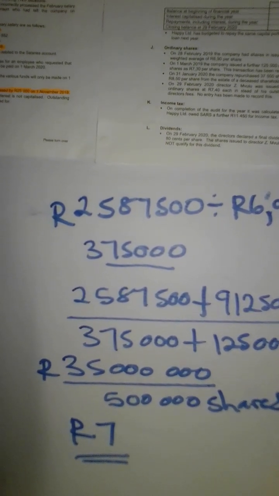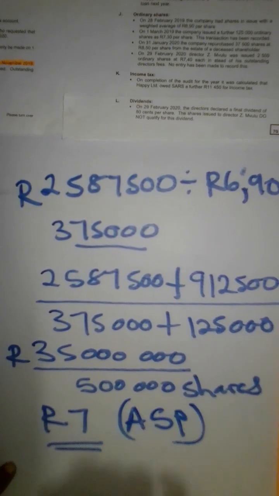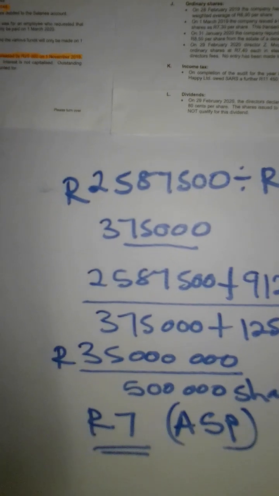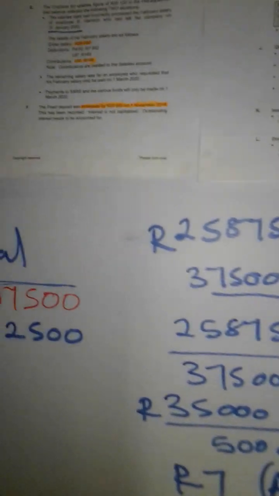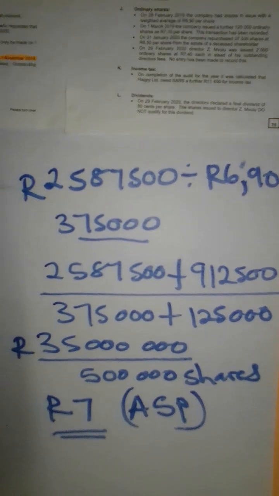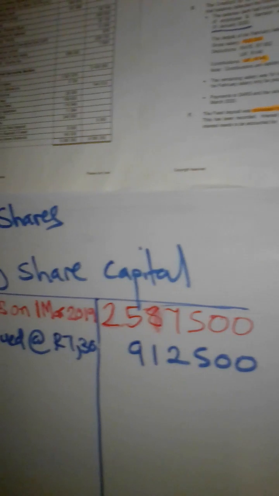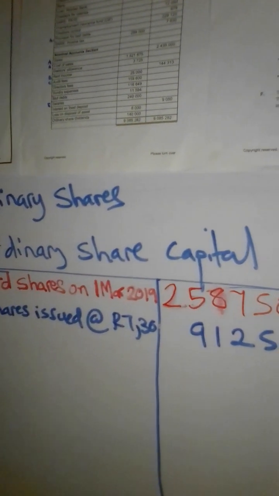So what is this 7 rand? We call it the average share price, or some books call it the average issue price. So I want you to listen to me carefully. Shares are repurchased at the average share price.